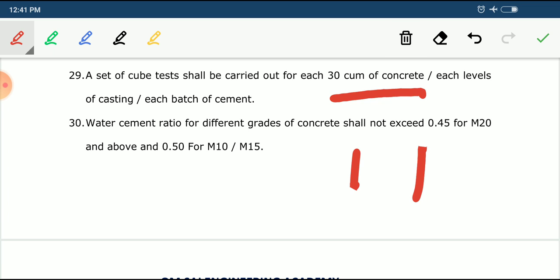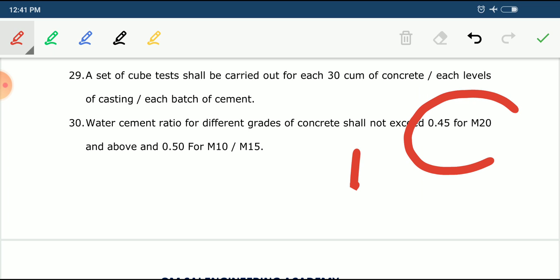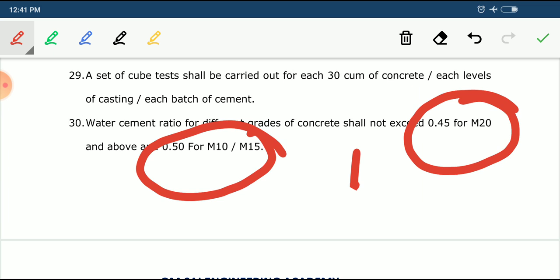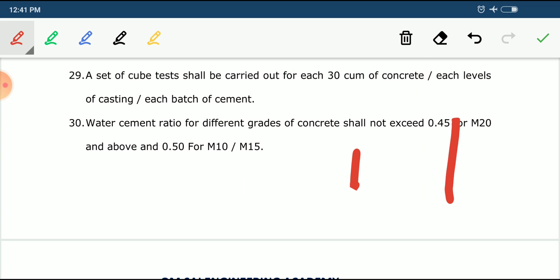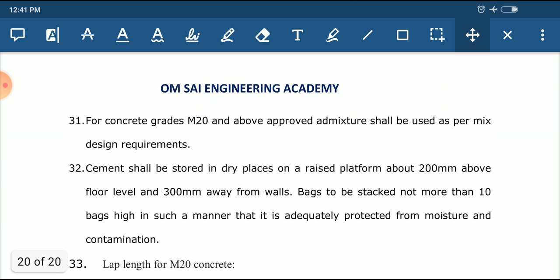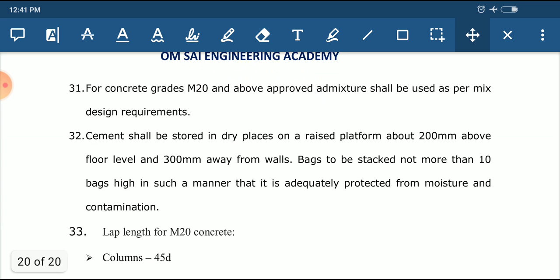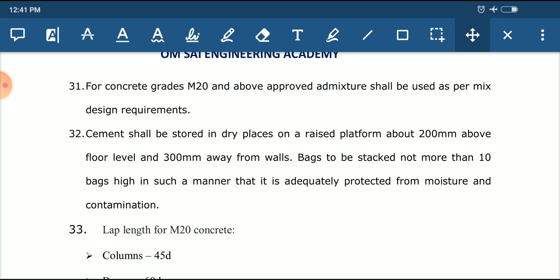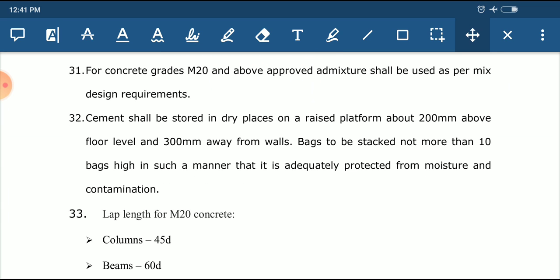Next, water cement ratio for different grades of concrete shall not exceed 0.45 for M20 and 0.50 for M10 and M15. Go for next one. For concrete grade M20 and above, approved admixture shall be used as per mix design requirement. Next.